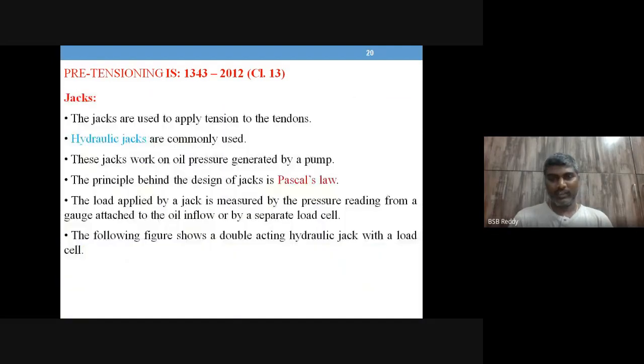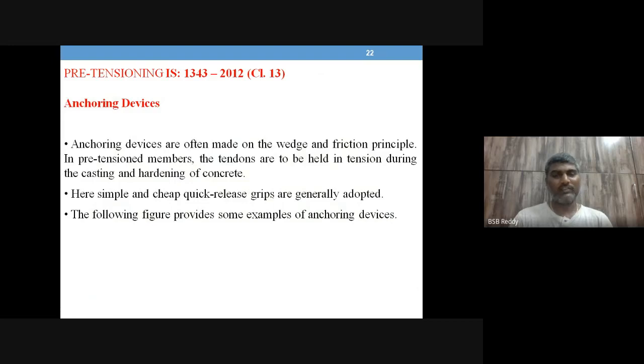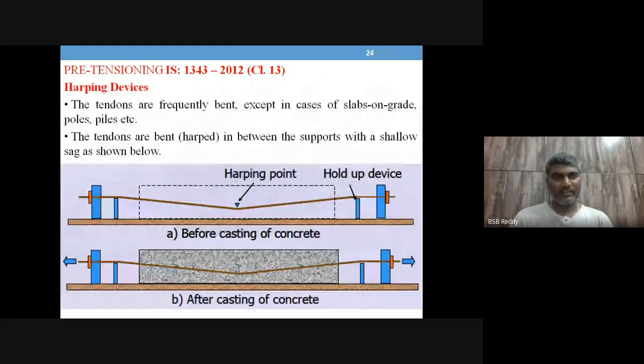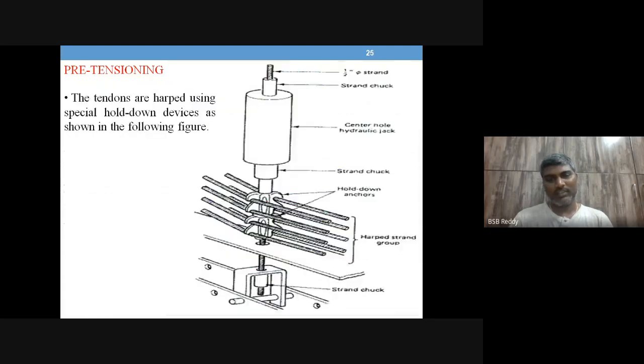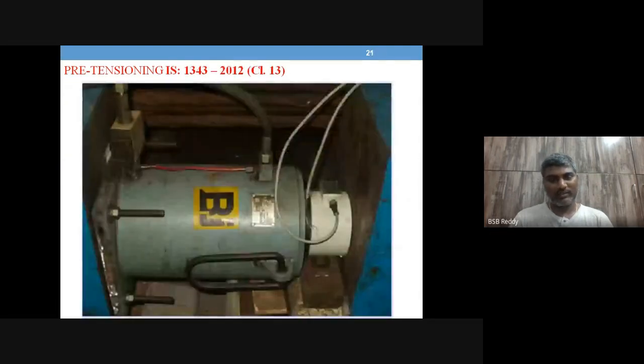Okay, right. Thank you. We'll talk about jacks, hydraulic jacks, anchoring devices, harping devices, and we'll see one example of pre-tensioning operations happening on a large scale. So manufacturing of railway sleepers we'll talk about in the next sessions, right? Thank you.